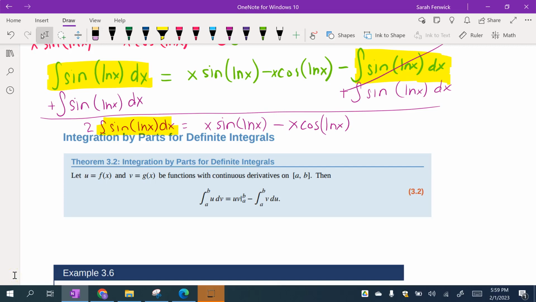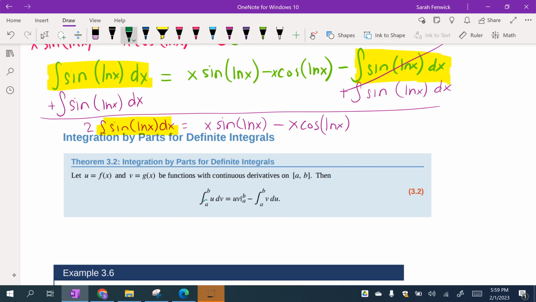Using the OpenStax textbook Calculus Volume 2, we are working in Section 3.1 on integration techniques. We've done integration by parts, including a problem where you had to do it more than once. And now we're going to talk about definite integrals.